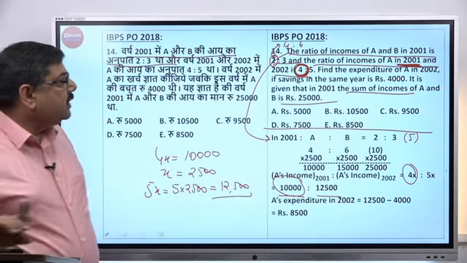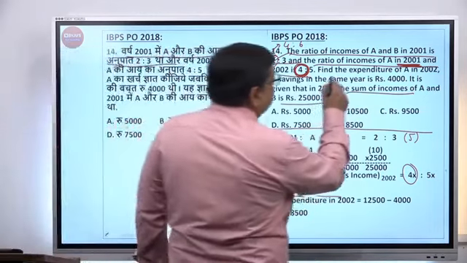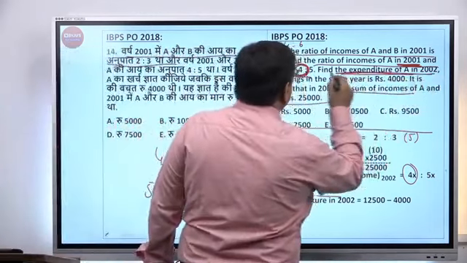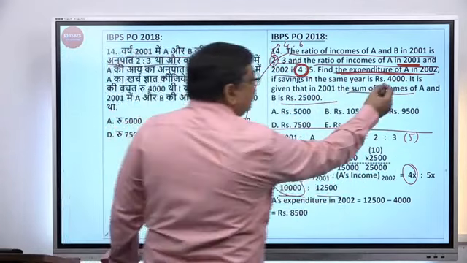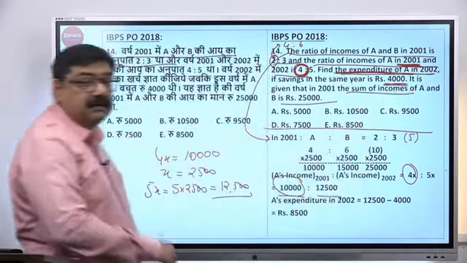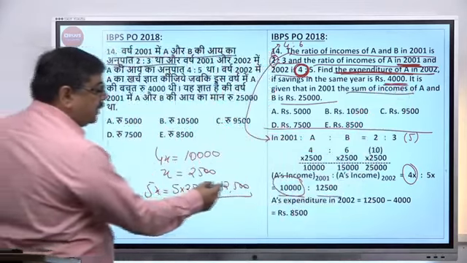All right. Now what is required basically is the expenditure of A in 2002. उसकी savings कितनी है? 4,000 है। So income is 12,500.